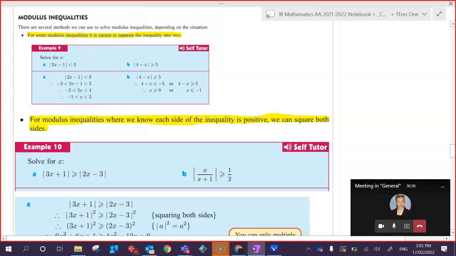So it's greater than or equal to 5, or it's less than or equal to negative 5. Because when you multiply by a negative, what happens? You have to change the direction of your inequality sign. That's all you have to do. All right, we'll finish that off next lesson.